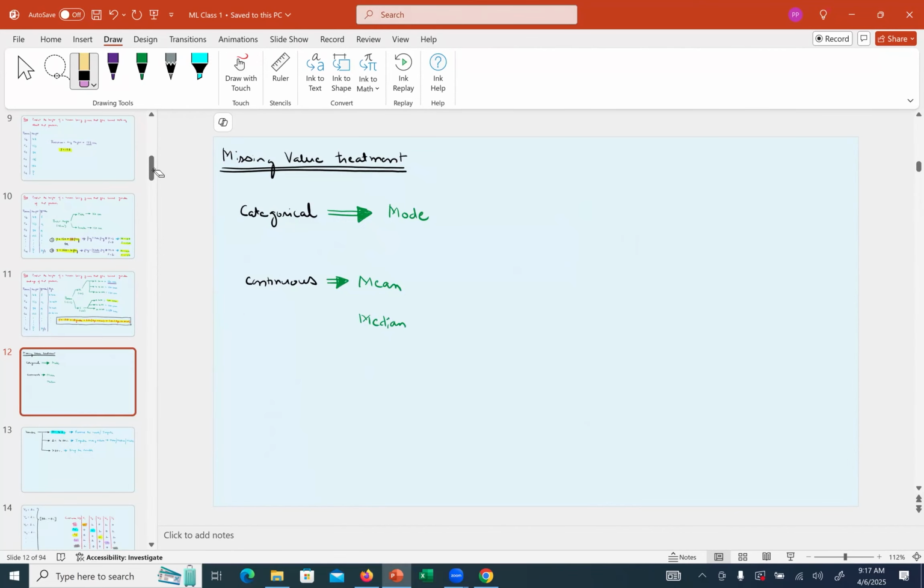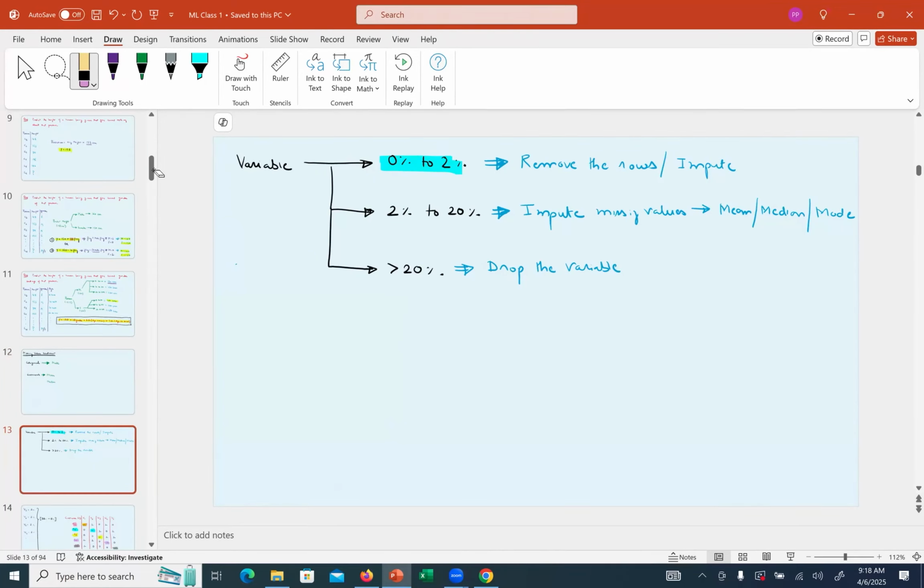Now, we have already discussed one problem: if the values are categorical, we cannot use them because in a mathematical equation, I cannot have a categorical column. Similarly, if I have missing values, that is also a problem, right? For missing values, we discussed that, in general, this is the rule you can follow. 0% to 2%, you can remove the rows. 2% to 20%, you can impute the values, or replace the value with mean, median, or mode. And for greater than 20%, in general, we drop the variable itself.